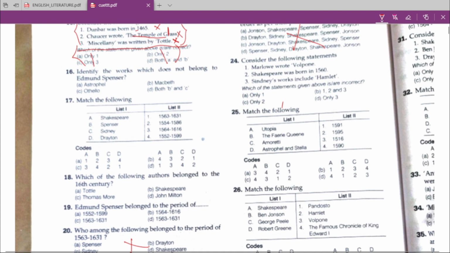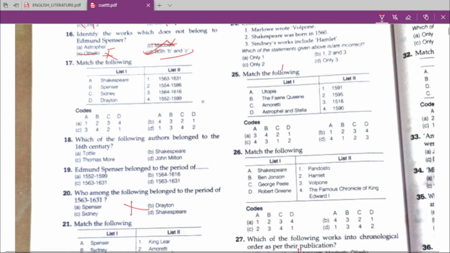Identify the works which do not belong to Edmund Spenser. Astrophel, Othello, Macbeth. So Othello and Macbeth do not belong to Edmund Spenser. Astrophel is actually written on Philip Sidney; Edmund Spenser has written Astrophel on Philip Sidney. So Othello and Macbeth do not belong to Edmund Spenser. So D is the right answer.